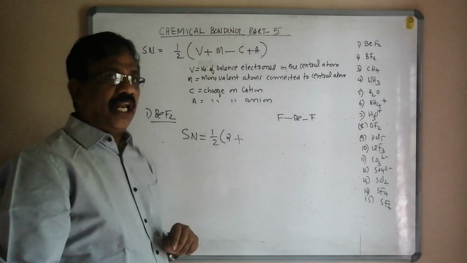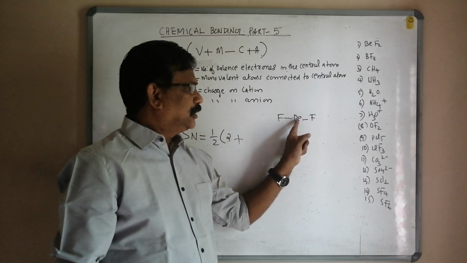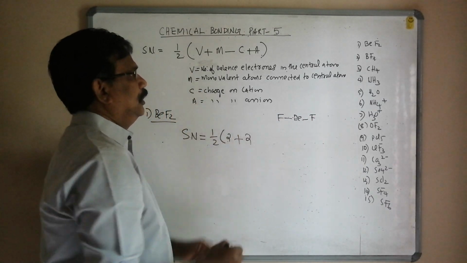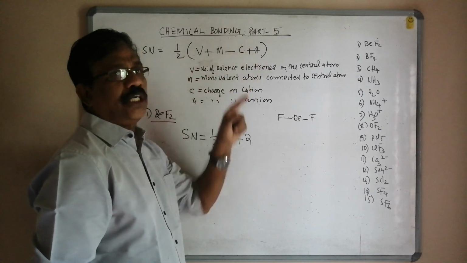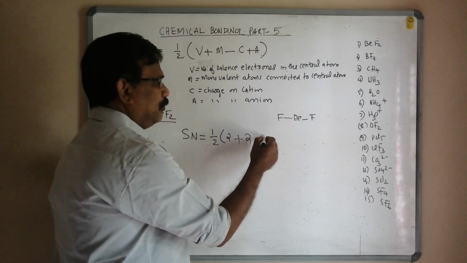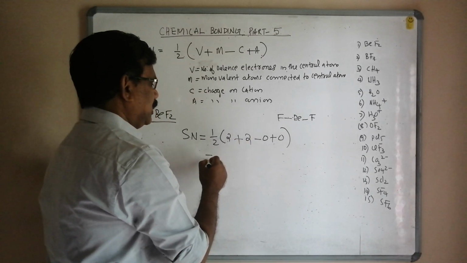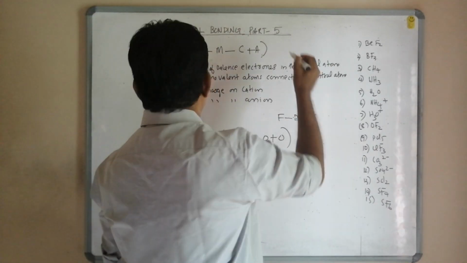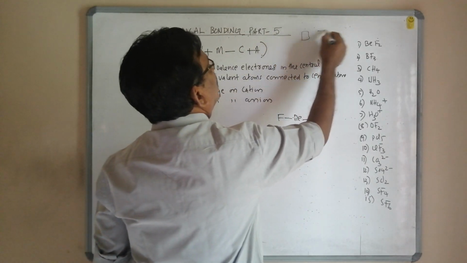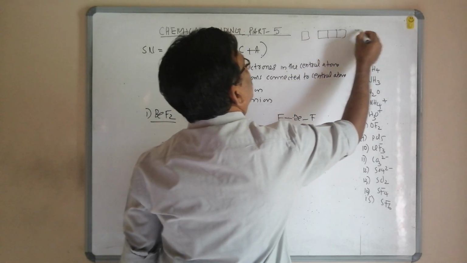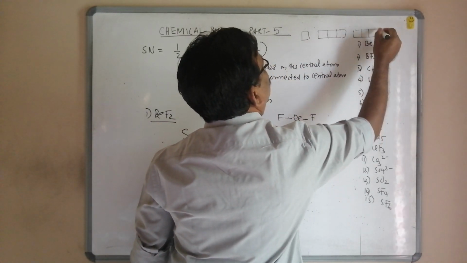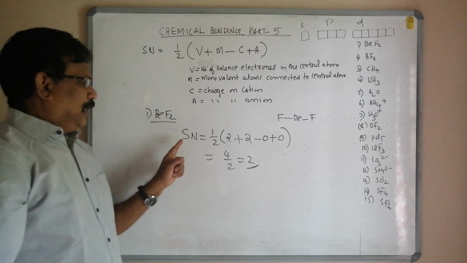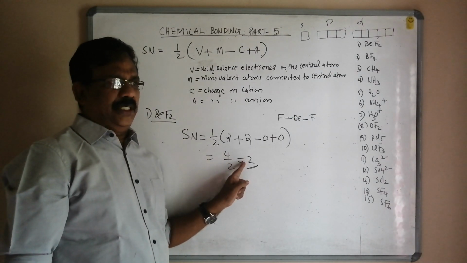Plus the number of monovalent atoms connected to the central atom. Central atom beryllium, number of monovalent atoms 2, two fluorine atoms. So 2. This is a neutral molecule, so cationic charge and anionic charge are not applicable. Minus 0 plus 0 is equal to 4 by 2 is equal to 2. These are the valence orbitals: s orbital, 3 p orbitals and 5 d orbitals, 1, 2, 3, 4 and 5. s, p and d.